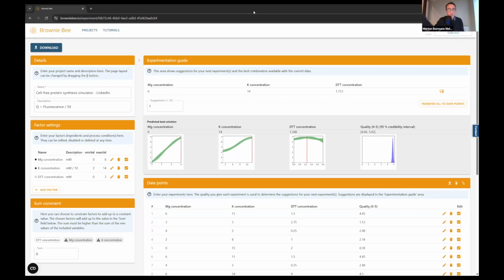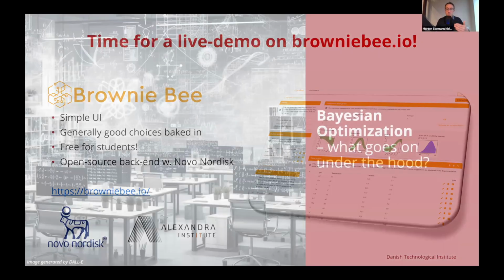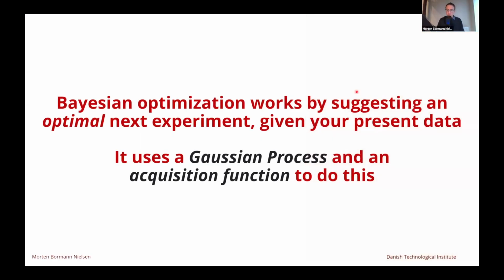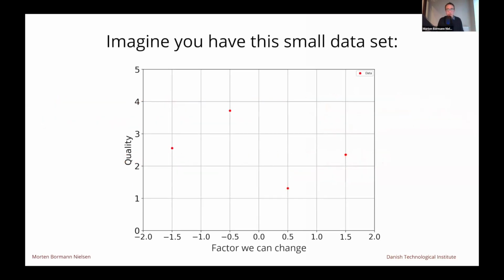So that's simple enough. But let me just jump back into the presentation here and show a little bit about what actually happens under the hood, because I think that's useful to understand in order to use a tool like this. So in Bayesian optimization, the way that we get an optimal next experiment is by using a Gaussian process, that is a technical name for the model landscape that we're using, and an acquisition function. And we'll come back to that.